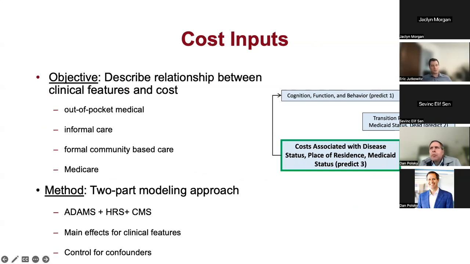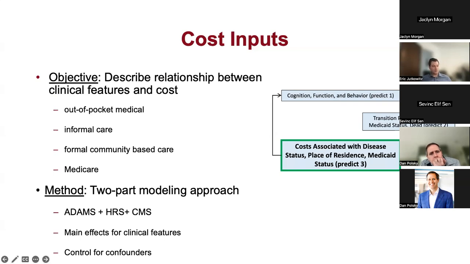Cost inputs: what we want to do is describe the relationship between the clinical features, so cognition, function, and behavior, and various types of costs. We're predominantly interested in out-of-pocket spending for medical care, but also out-of-pocket spending for nursing home care. We look at the time spent receiving informal or family care, the amount of formal community-based care people receive, and Medicare expenditures. Again, we're using our ADAMS, HRS, CMS Medicare data.